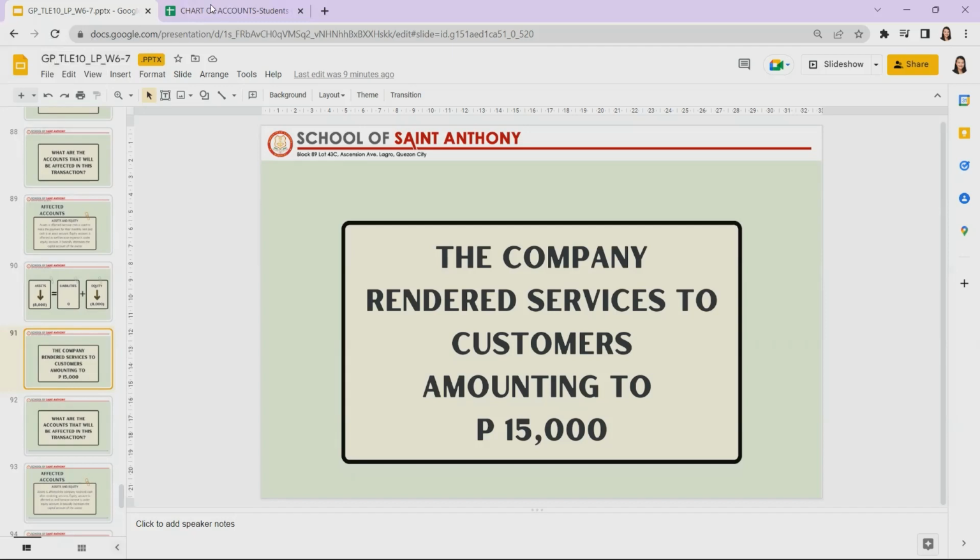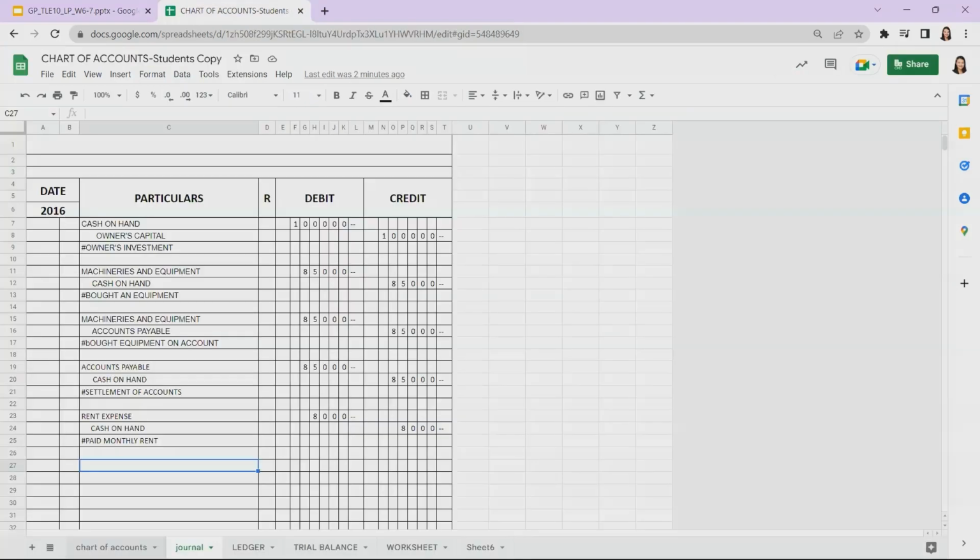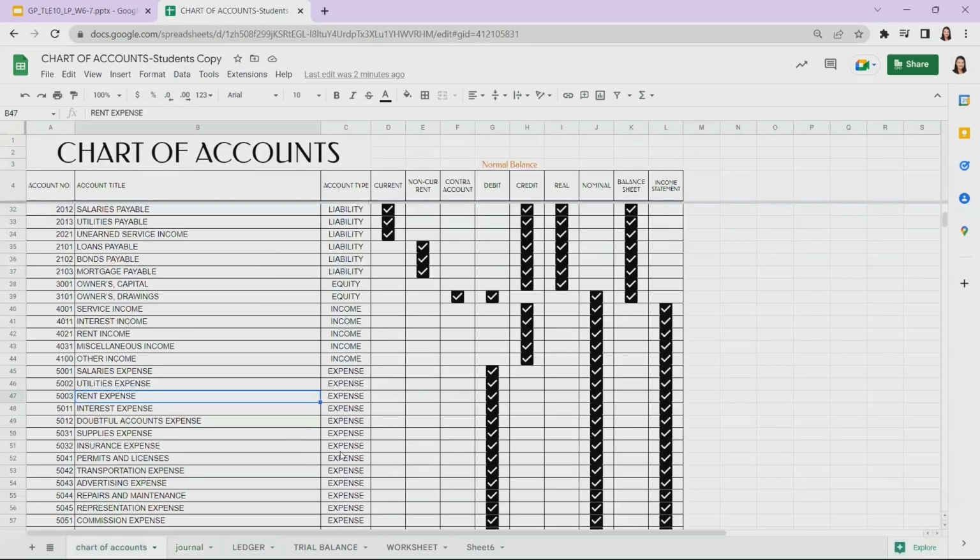Makakapag-generate tayo ng income. And again, to be clear here, our point of view is that we are the company. So as the company rendered services to customer amounting to 15,000 pesos, nag-render tayo ng service, nagtrabaho tayo. Kung tayo nagtrabaho, magkakaroon tayo ng income. Saan galing yung income? From the services that we rendered. So what should be the proper account title to use here? Under the income accounts, go to your chart of accounts. Under the income account, what should be the proper account title that we must use? We have here service income.